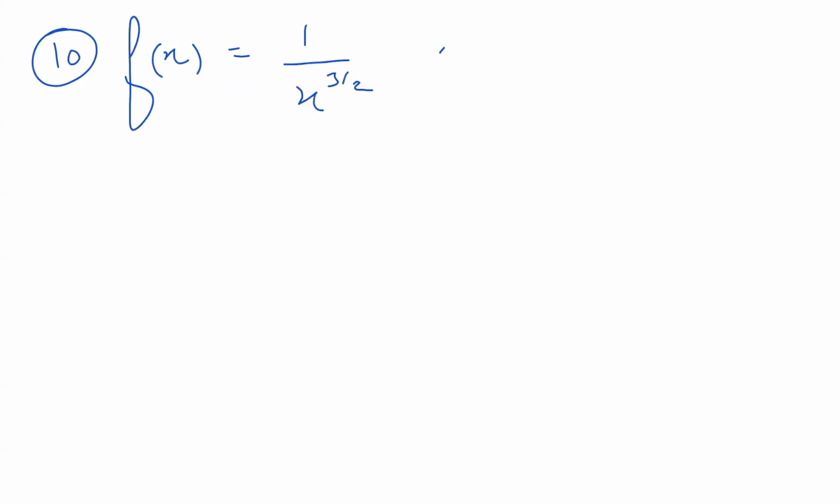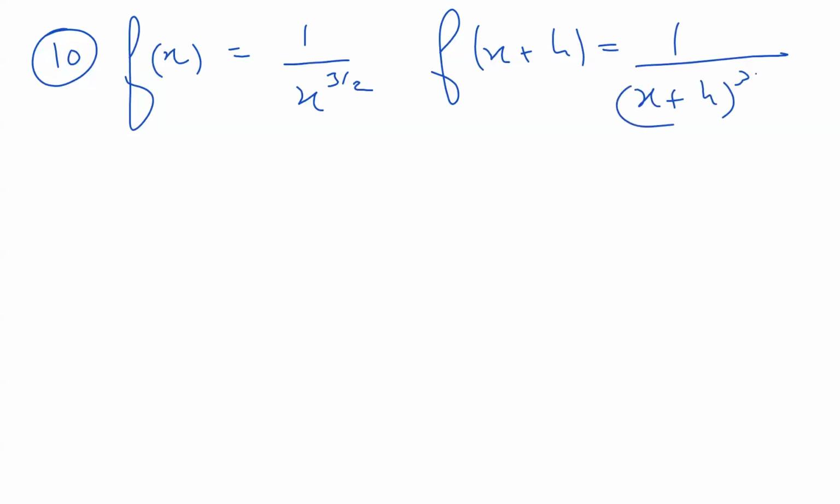So f of x, question number 10, f of x is equal to 1 upon x raised to 3 by 2. Okay, so f of x plus h will be 1 upon x plus h raised to 3 by 2. Okay, so that is 1 upon x root x, and this will be 1 upon x plus h root x plus h.